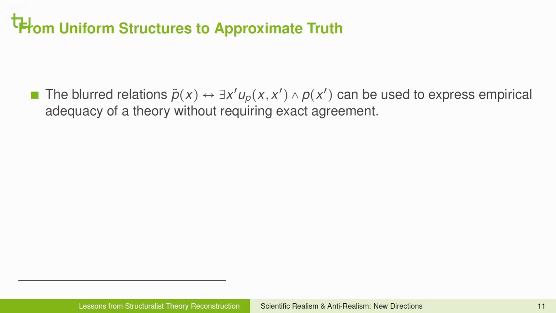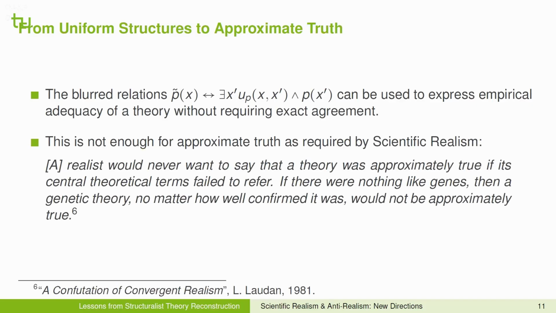Good. Okay, so if you now compare this with the concept of approximate truth, I would say we have here something that very well expresses what we mean by empirical adequacy. But this is not the same as approximate truth, as Laudan argued. A realist would never want to say that a theory was approximately true if its central theoretical terms failed to refer. If there were nothing like genes, a genetic theory, no matter how well confirmed it was, would not be approximately true. So we need, of course, empirical adequacy, but it alone is not enough.